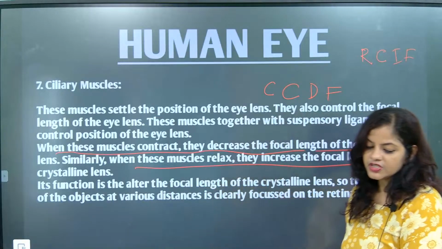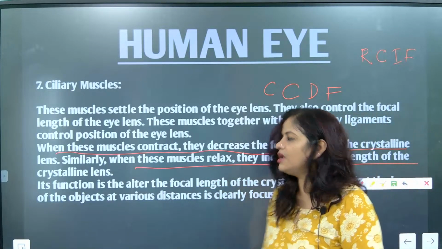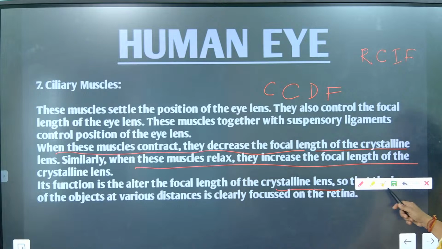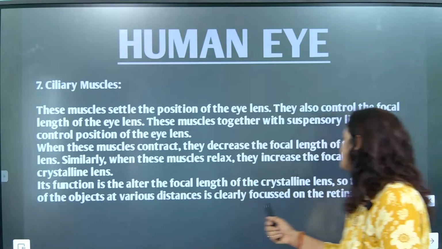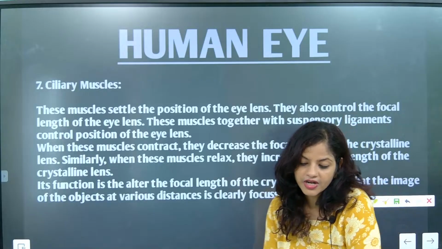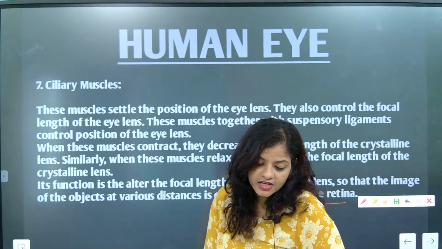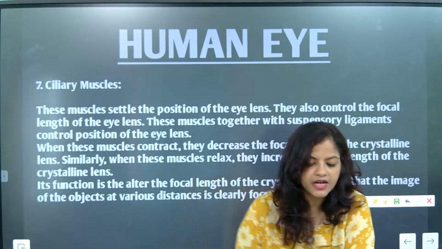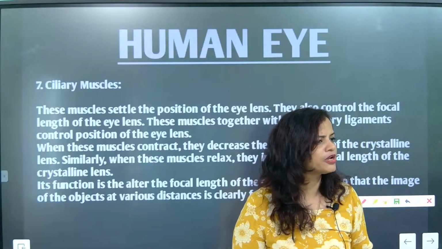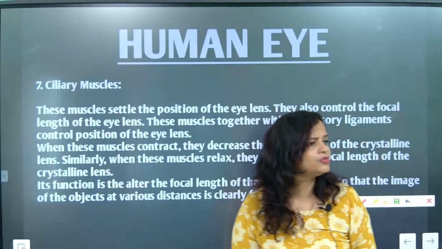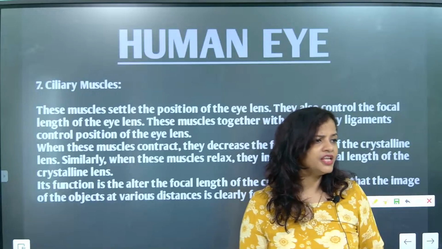Absolutely correct. So its function is to alter the focal length of the crystalline lens so that the image of the object of various distance is clearly focused on retina. So what is increase and decrease of focal length? Abhay, absolutely correct. So increase and decrease of focal length is very much important because you have to see far off objects and also nearby objects.